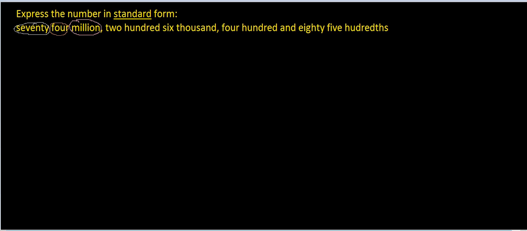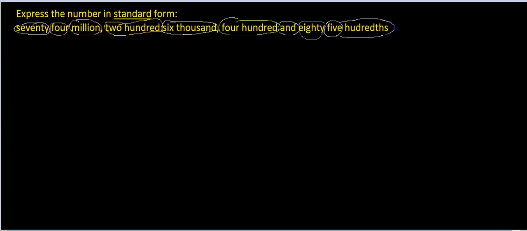The next thing I see, we have 200, and then 6,000, and then I see 400, and 85. So what does that look like?